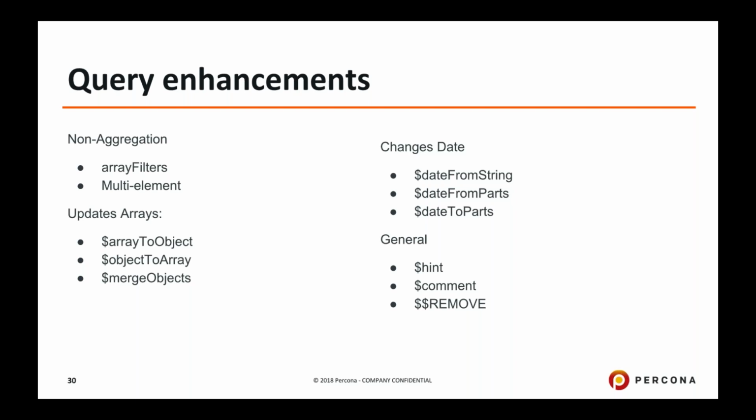A lot of people used to save dates as strings in the database. Some also used to save the date and the hour in different fields. So now it's possible to easily transform this into an ISO date in MongoDB and take advantage of that. There are a couple of different commands like array to object, so we can transform an array into an object, and also transform an object into an array. We can merge objects, we can merge arrays, and stuff like this.